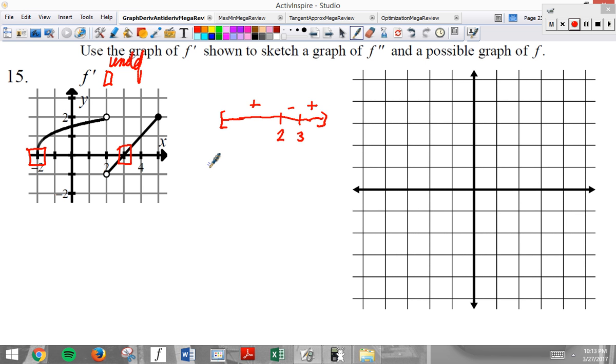How about f double prime? What's going on with f double prime? Two is again a focus. The slope of f prime is positive. The slope of f prime is positive. So it's always concave up. F is always concave up. I really should be labeling these. You should too. F is always concave up.